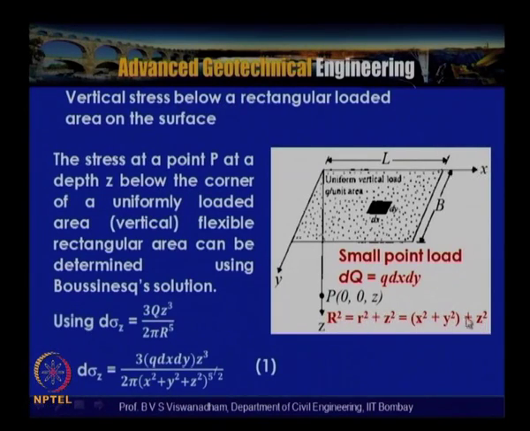and with r square equal to r square plus z square, which is x square plus y square plus z square. So here we replace q with small q into dx dy, into z cube divided by 2 pi into, for r, x square plus y square plus z square, to the power of 5 by 2. So we get (x square plus y square plus z square) to the power of 5 by 2.